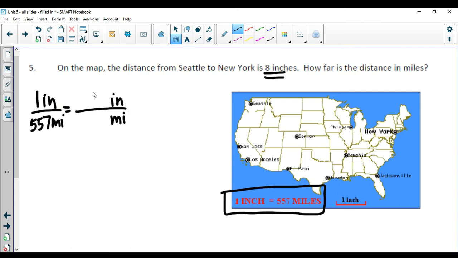And notice that I have 8 inches on my map. So that's going to go on the top, X on the bottom. So we're going to have x equals 557 times 8, which is 4,456. X's label is miles, so we're going to go ahead and put that label on.